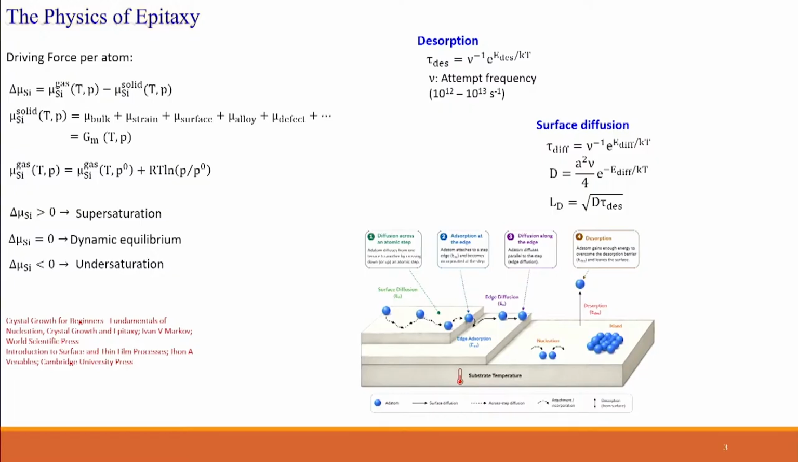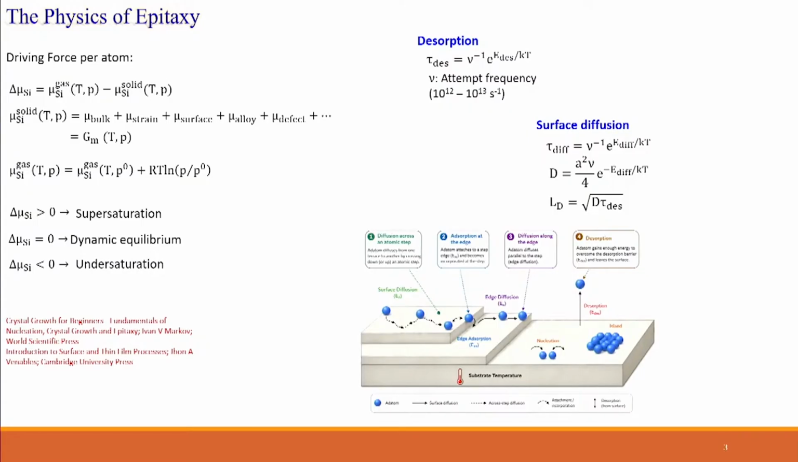So the diffusion length on the surface is the square root of the diffusivity times its dwell time. The dwell time is the time it takes to dissolve. This for CVD systems is like 10 to 50 nanometers. For MBE systems, it's an order of magnitude higher.